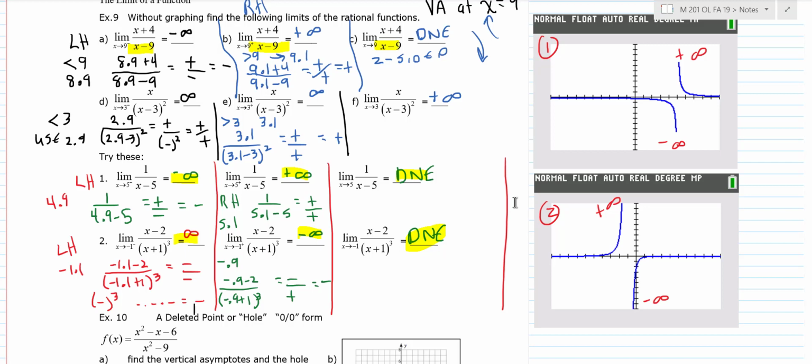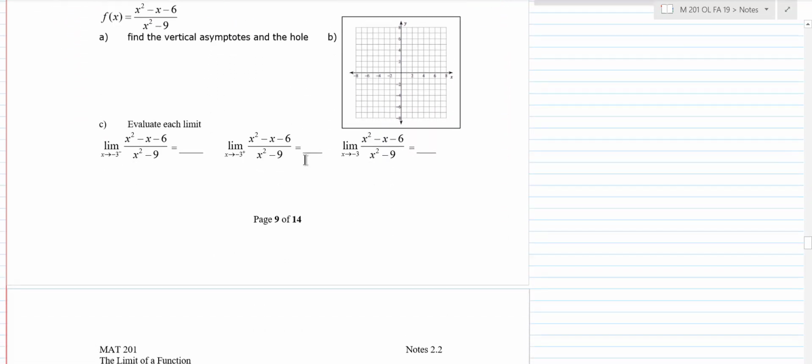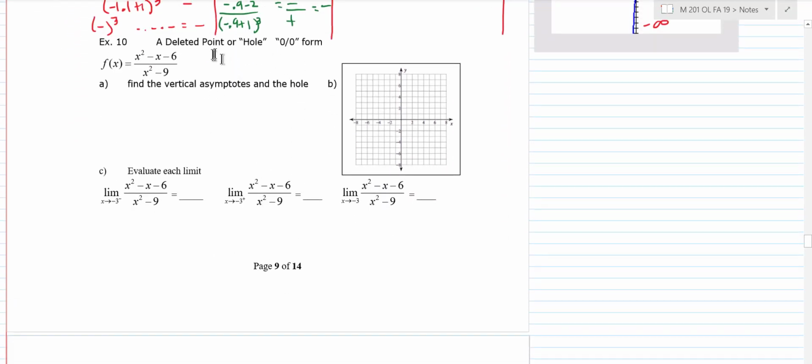Okay, moving on to the next thing we're going to talk about, which is what we mean by a deleted point or a hole, if you have what's called a 0 over 0 form of the limit. So to begin with, what we want to do on this problem is we want to factor and simplify first. So you want to go ahead and just factor the numerator and denominator. All right, so let's go ahead and do that.